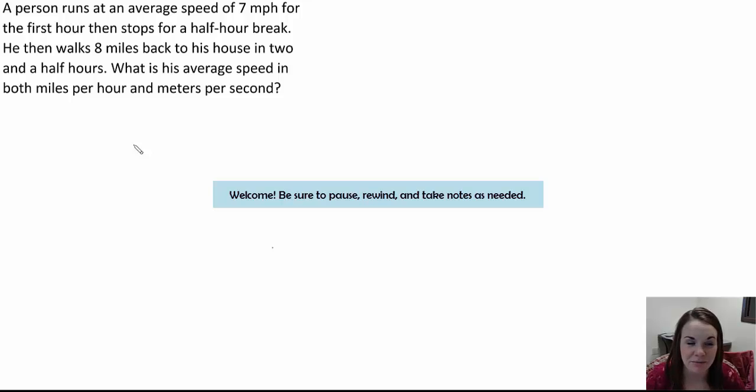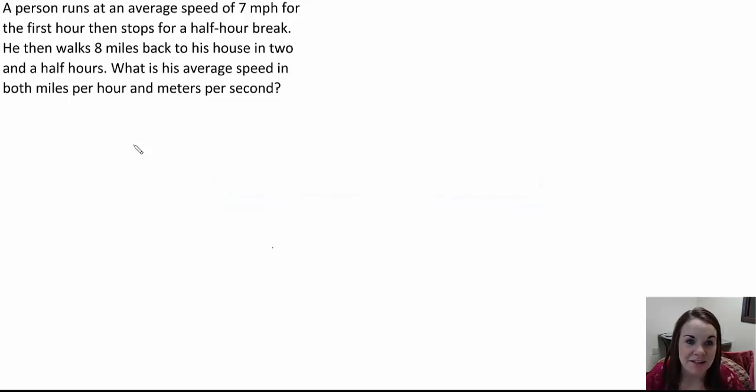Today we're going to solve the problem shown. It says a person runs at an average speed of 7 miles per hour for the first hour, then stops for a half-hour break. He then walks 8 miles back to his house in 2.5 hours. What is his average speed in both miles per hour and meters per second?